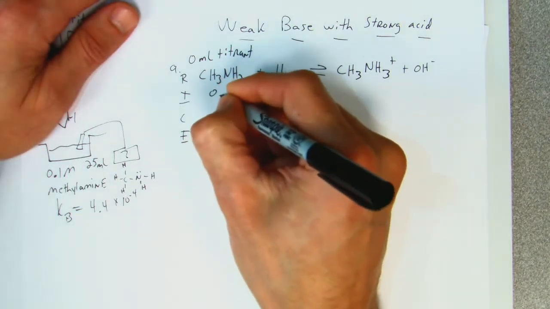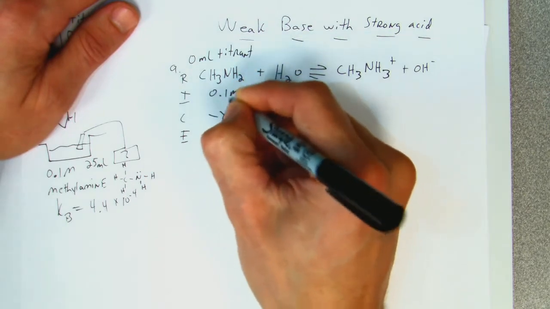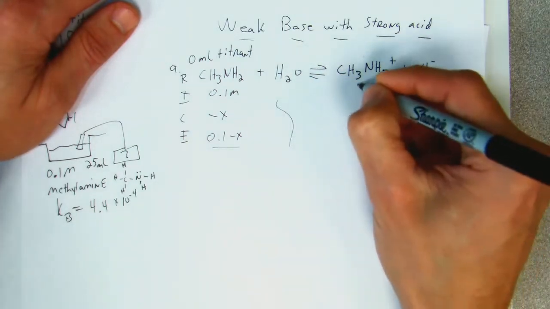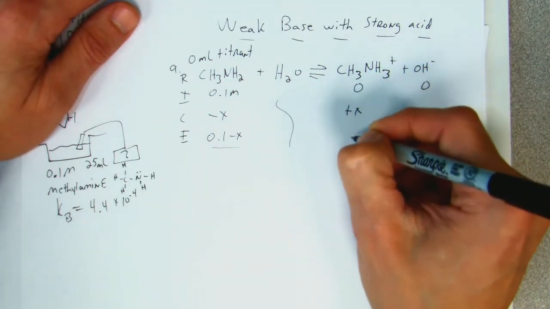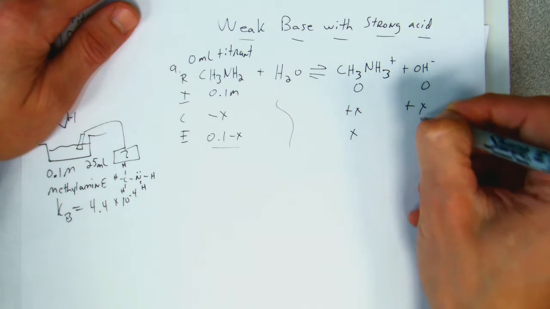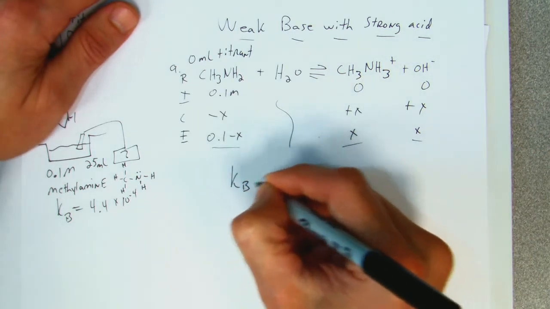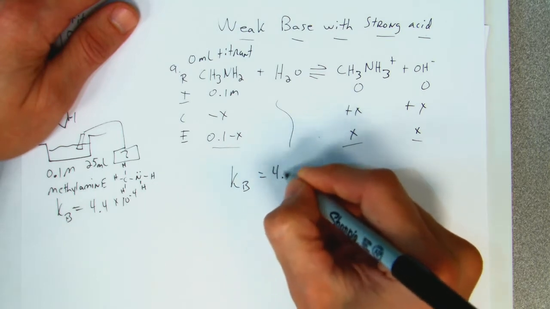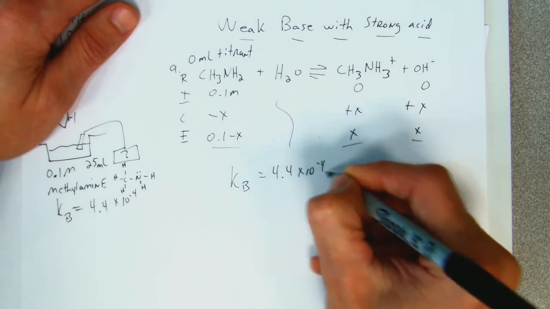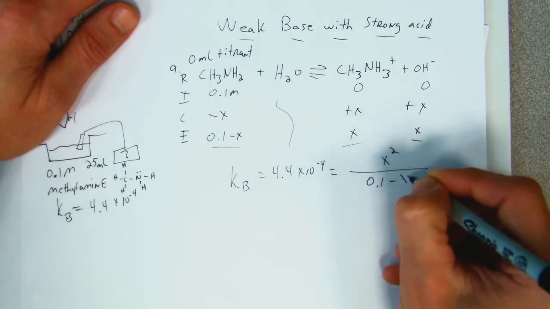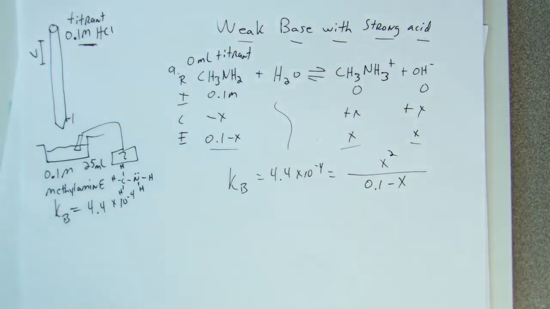Why can't I just work my RICE table, saying that some of it's going to be used up? 0.1 minus x is my final expected concentration, and 0, 0 plus x, x, and x is what's going to result. And then of course I'd go to my Kb expression. Kb for methylamine is 4.4 times 10 to the minus fourth. And I would do my very familiar x squared over 0.1 minus x. Solve for x, and that will give me my pOH. So I'm going to guide you through how to handle this case.